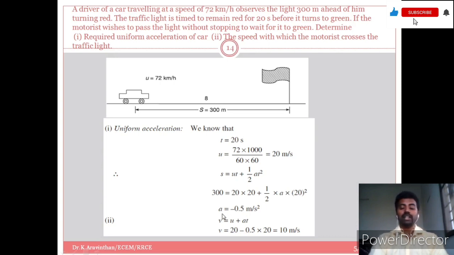After finding the acceleration, you can use the second formula. You can refer to the list of formulas. By the second formula, you can find the velocity component. So u is 20, a is minus 0.5 and t is 20 seconds. You will get the result in meter per second. If you substitute all the components in meter and second, the final answer will be in meter per second.